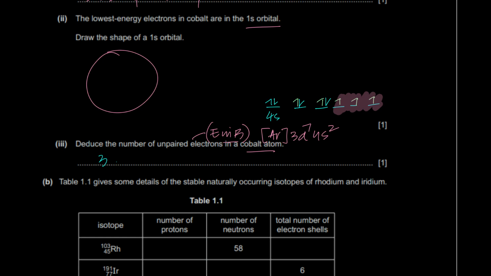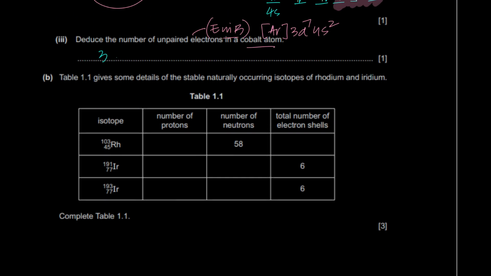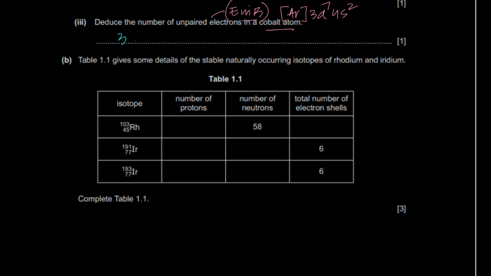Next question. Table 1.1 gives some details about stable and naturally occurring isotopes of rhodium and iridium. Number of protons. What are the number of protons? That's 45. That's 77. The smaller number is obviously the number of protons, because realize that the mass number also takes into account the number of neutrons, right?